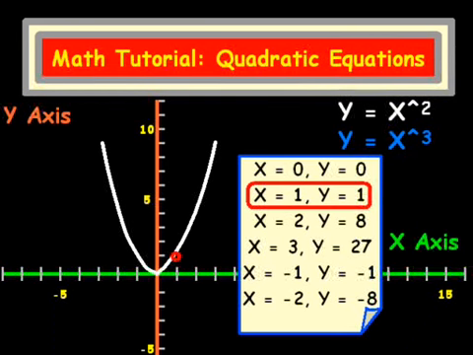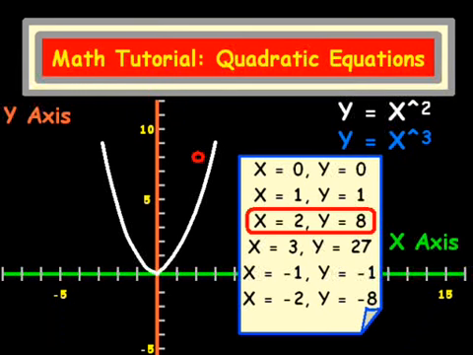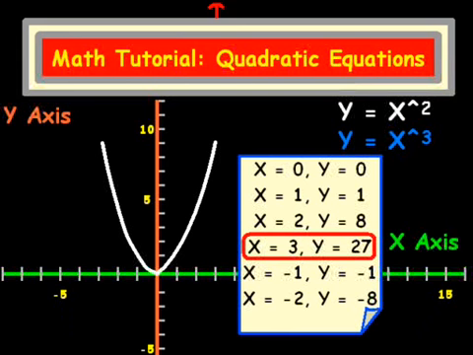And if we plug in 1 for x, well, 1 to the 3rd power, 1 times 1 times 1, is 1. Now if x equals 2, 2 times 2 is 4, but we're to the 3rd power, so 2 times 2 times 2 is 8. And if x equals 3, well, 3 to the 3rd power, 3 squared is 9, and then 9 times 3 is 27. So we got that point way up top. It's not even on the graph here.